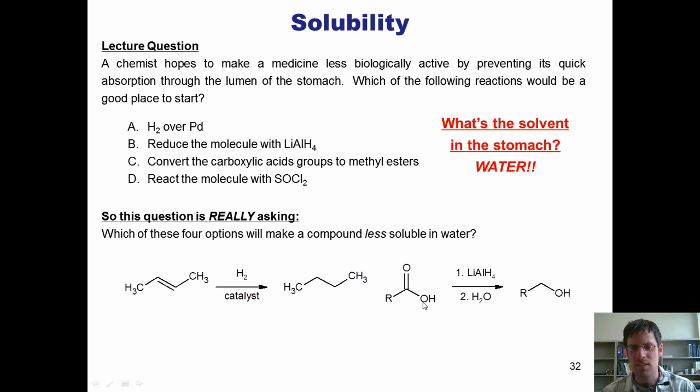It actually does a little bit, but that's only if I'm starting with a carboxylic acid. This particular question hasn't specified what functional groups are present in this molecule. So if I were starting with an amide or an ester, the amount of solubility difference might not be that significant. Let's take a look at the third example, converting a carboxylic acid into a methyl ester.